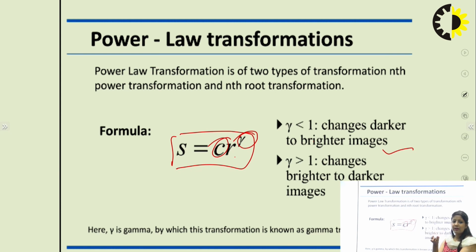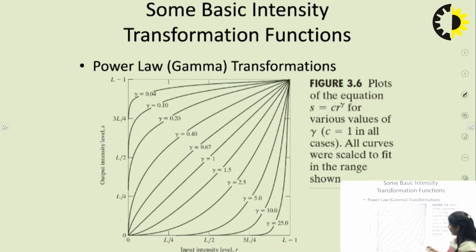Depending on the value of gamma, if we want a brighter image, the value should be less than 1. If we want a darker image, then gamma should be greater than 1. So this is the formula, and here we have different values of gamma. We can say that at different points we get different intensity.